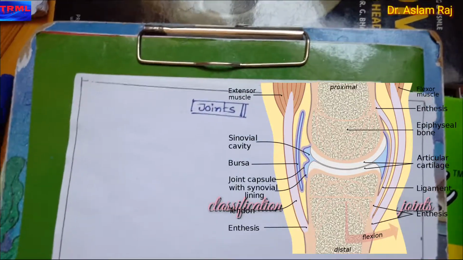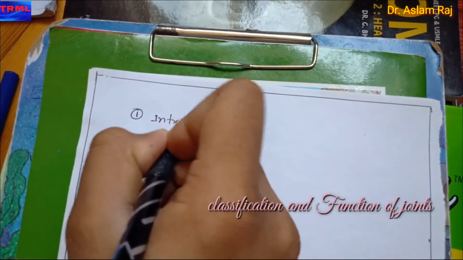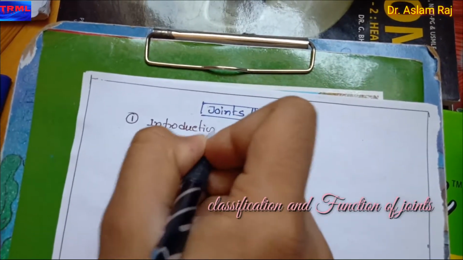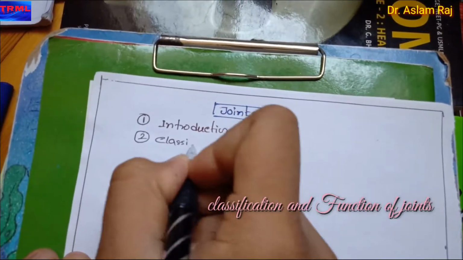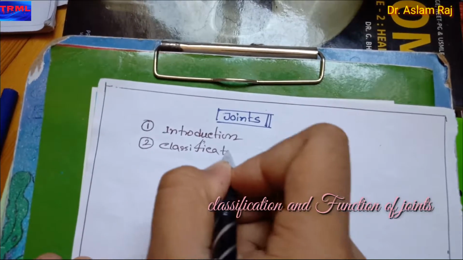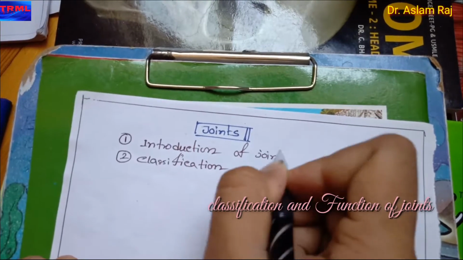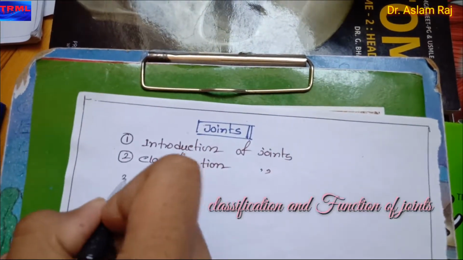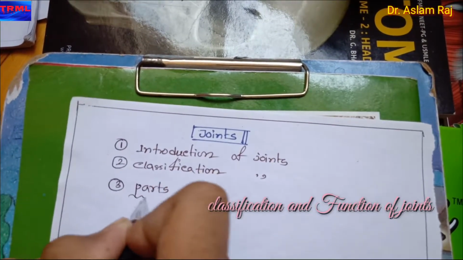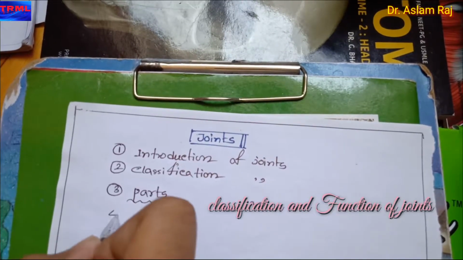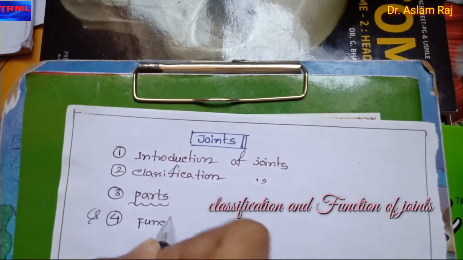Joints. Guys, here you can see today our study has four parts. First one is introduction of joints. Second one is classification of joints, and third one is parts of joints, what is included in the joints, and fourth or last one is function of joints.